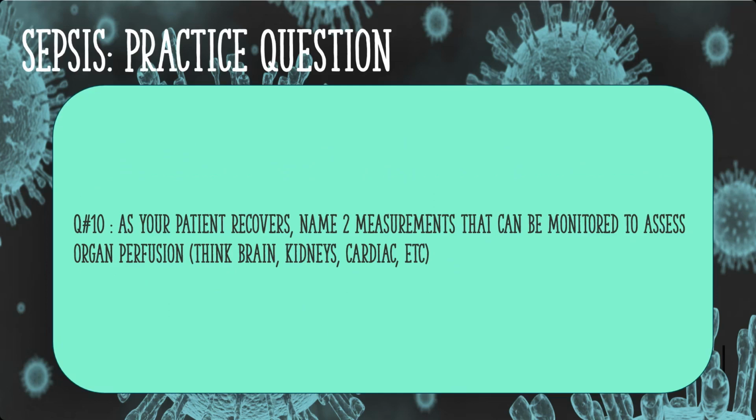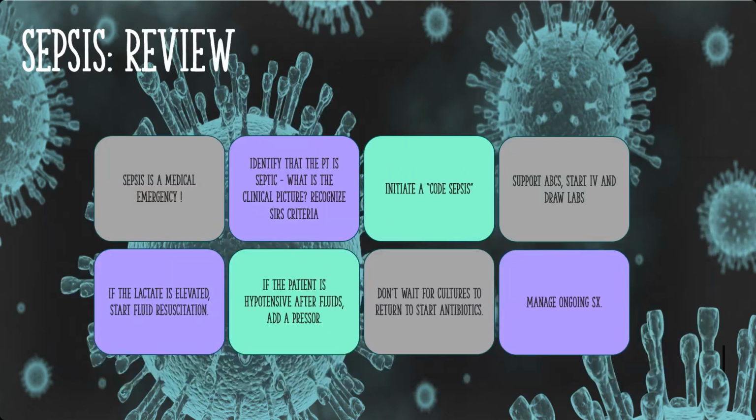All right. So just a quick review, sepsis is a medical emergency. So identify the patient as septic. What is the clinical picture? Does it fit? You know, recognizing those SIRS criteria, initiate a code sepsis if you want, get that extra support to the patient, make sure that someone is getting those IVs started, get the labs drawn, support their ABCs if you need to. If that lactate is elevated and it fits the clinical picture, start fluid resuscitation. If they're hypotensive after fluids, start a pressor. Don't wait for cultures, get your antibiotics going, and then really just manage any ongoing symptoms.